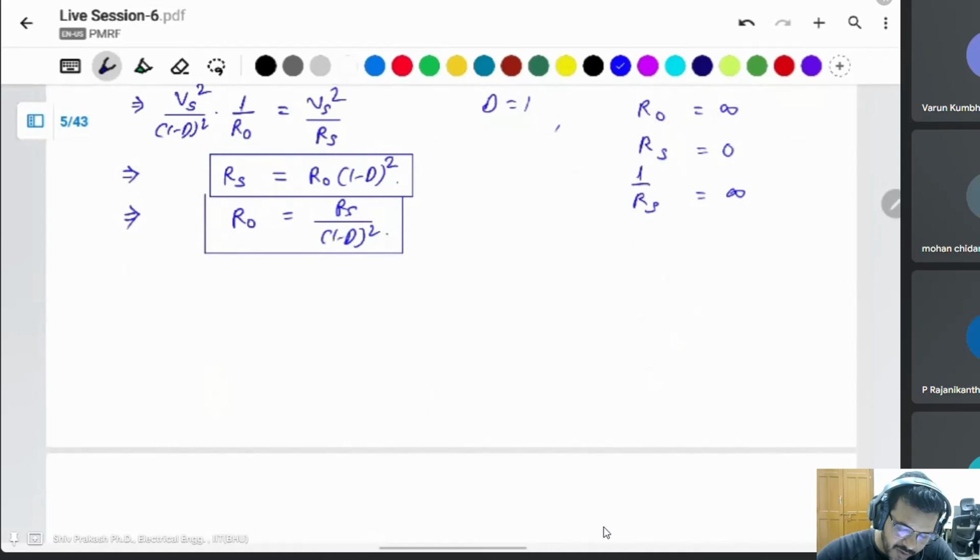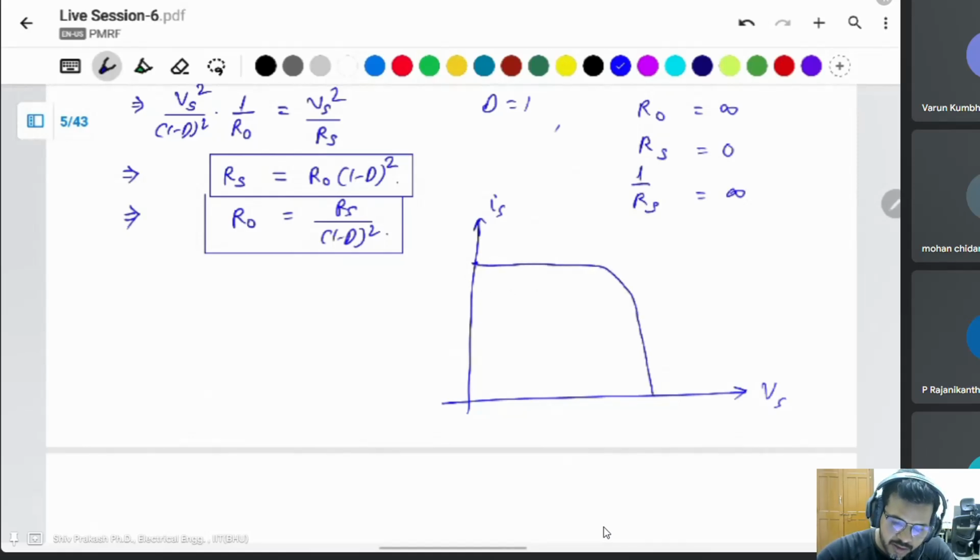Why am I taking 1 by Rs? I will explain. This is the voltage. You can take Vs, Is. This is the graph of the current.